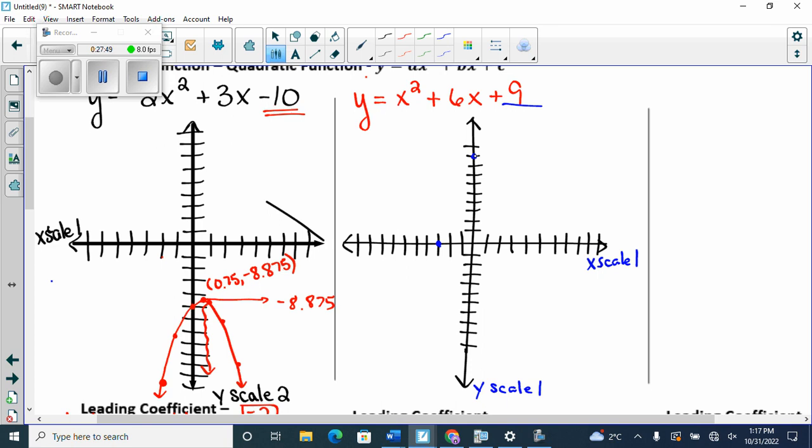So I go to my graph, and it tells me negative... Did I type this in right? x squared plus 6x plus 9. Oh wait, it tells me -3, there we go. Then it tells me -4, 1. And then it tells me -5 and 4. And then -6 and 9. And then we have -2 and 1. And -1 and 4.